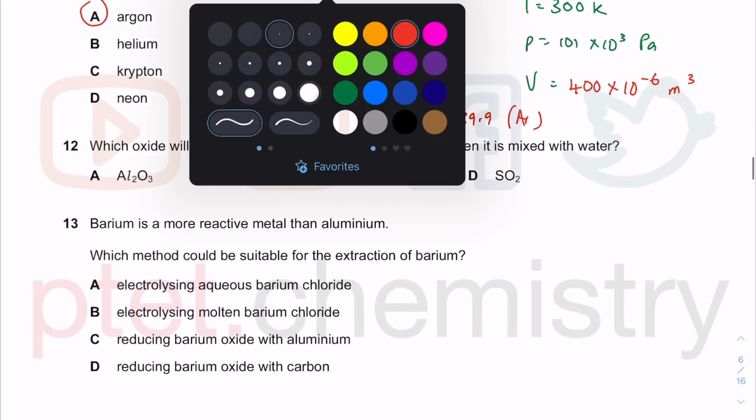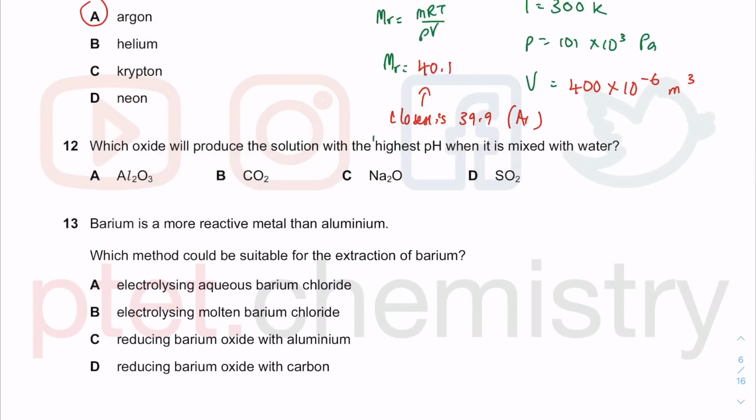Question 12, which one will produce the solution with the highest pH? Highest pH, well, let's think about each and every one of these. Al2O3 is insoluble in water. It doesn't dissolve in water. This amphoteric oxide is just going to give you pH 7. So maybe, we'll think about it.